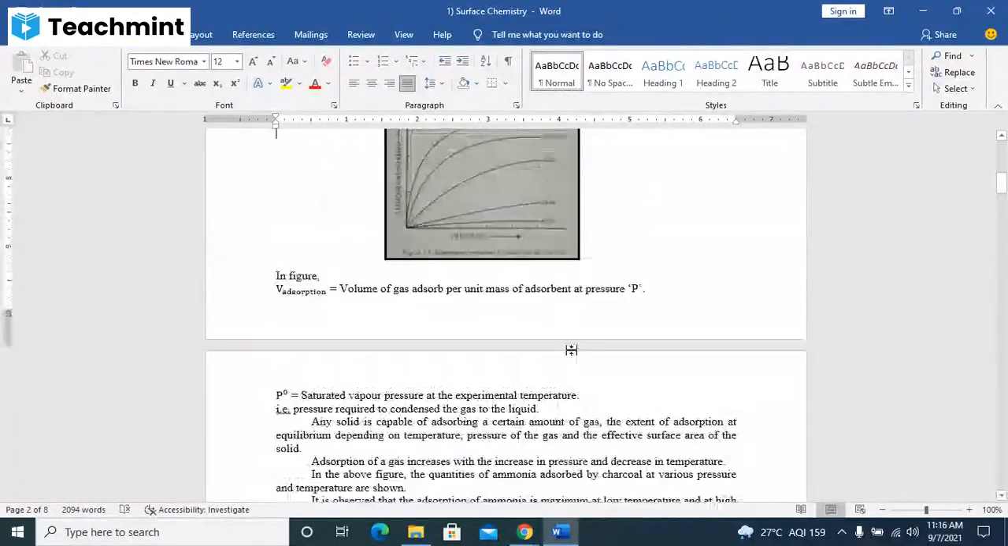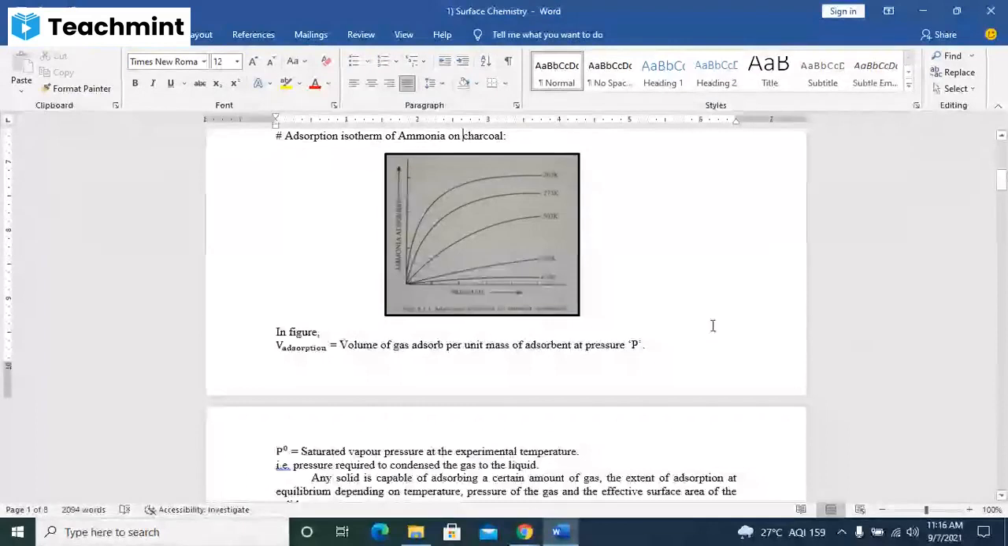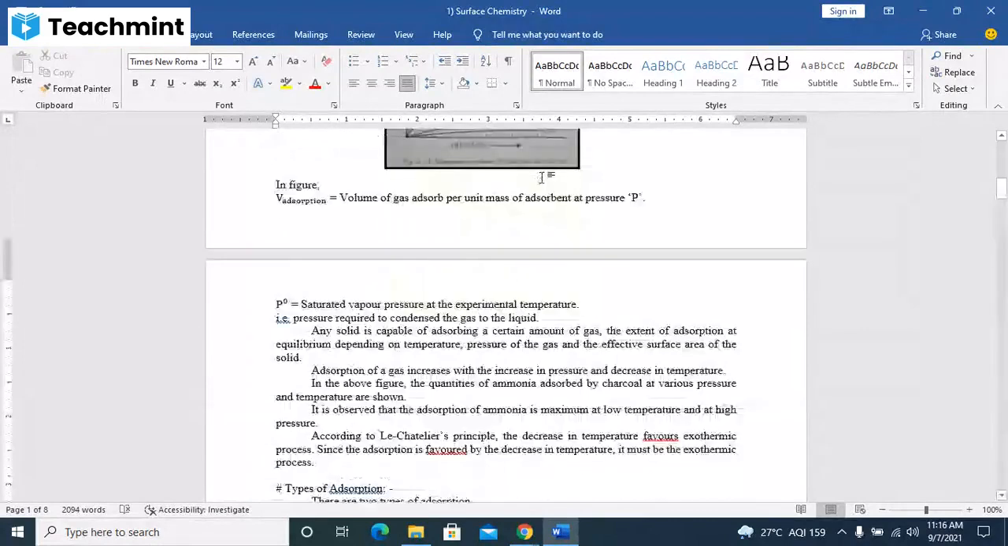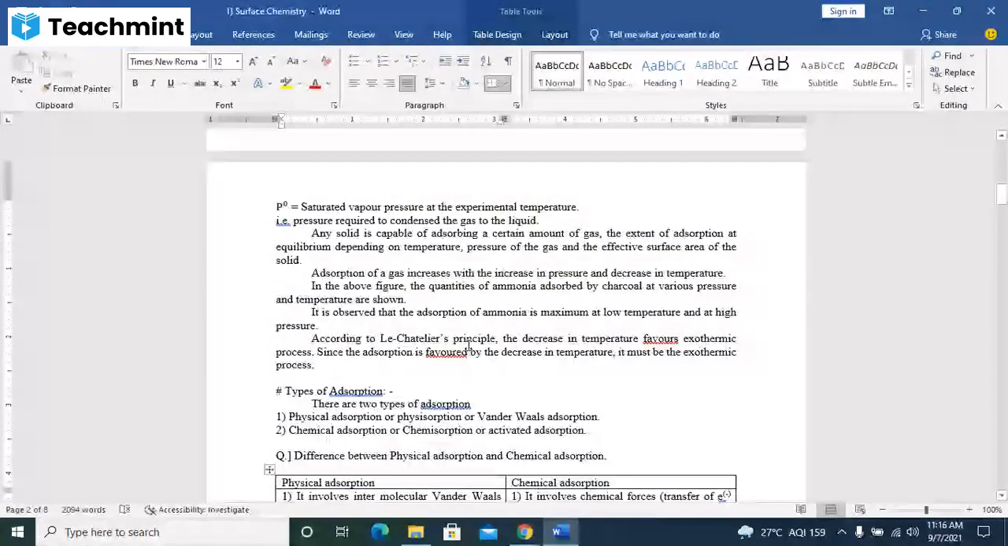देखो ये लो टेम्परेचर रहेगा, अब इसमें लो टेम्परेचर के 263 और हाई प्रेशर, प्रेशर की वैल्यू हाई, यहाँ पे एडसॉर्प्शन ज्यादा है. Okay, that is the only thing you have to remember. बाकी इसमें not that much things are there. It is observed that the adsorption of ammonia is maximum at low temperature. ये भी ध्यान में रखना है.